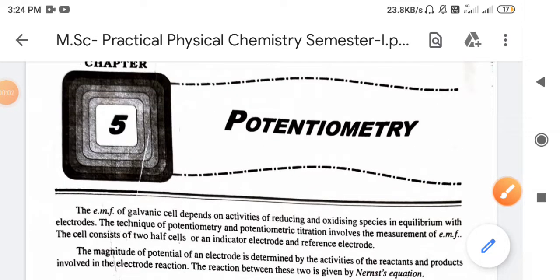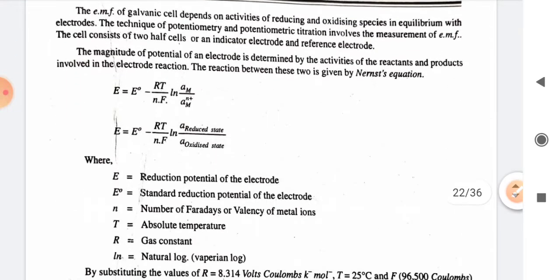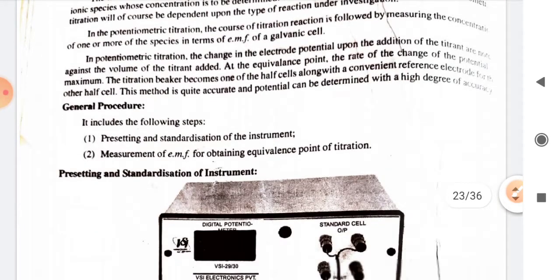So in the instrumental type of experiment, the first type of experiment is the potentiometric experiment. As the name suggests, we measure the potential. So for measurement of potential, we'll require what? Two types of solution. Based upon those two solutions only, we can measure the potential.